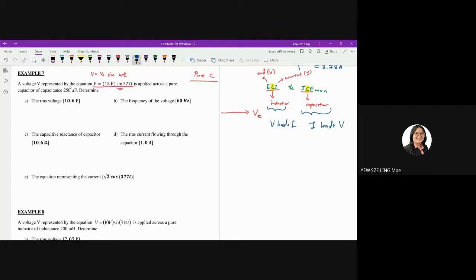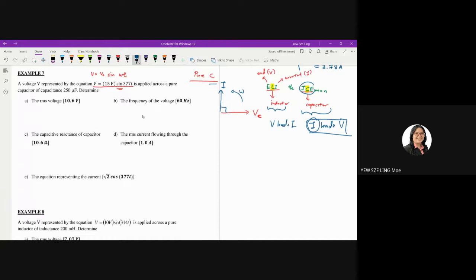So since example 7 is a pure C circuit, a pure capacitor circuit, the current should lead the voltage. If current leads voltage and my VC is lying on the X component, where is my I? My I should be pointing upwards, because in a pure C circuit, according to ICE, my I should lead V. So that is the phasor diagram for example 7. So VC is not always pointing downwards.